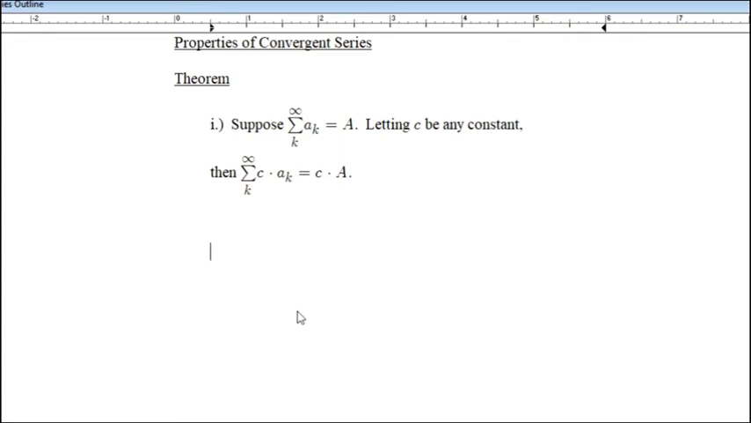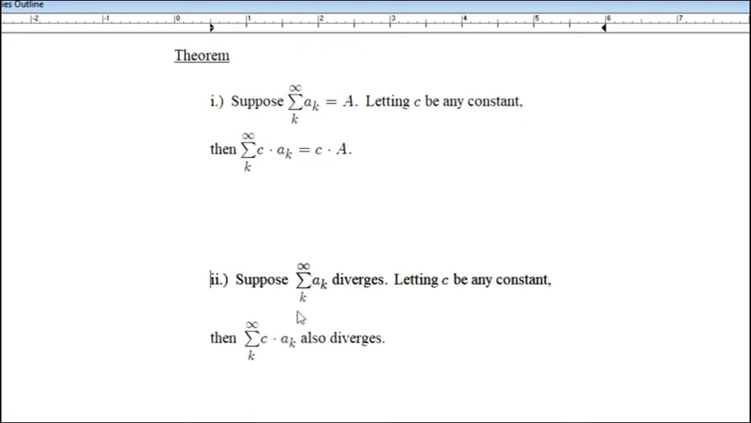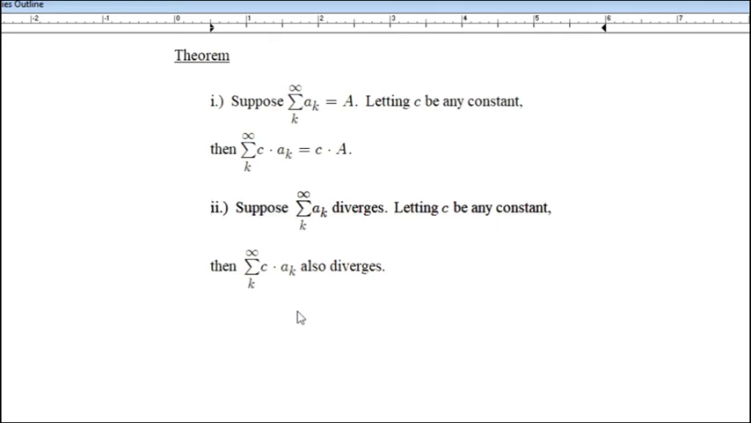If we bring up the second property, we see a similar statement, but with respect to the divergent behavior. If we have an infinite series that diverges, letting C be any constant, if we then take a constant multiple of that divergent series, that constant multiple of the divergent series will also be divergent. It's also going to diverge in value. Both of these are rather intuitive results.